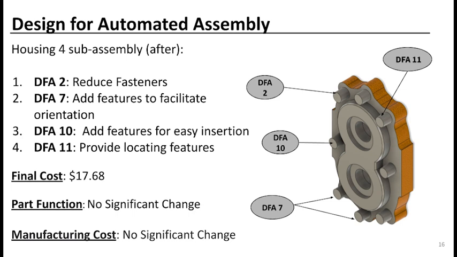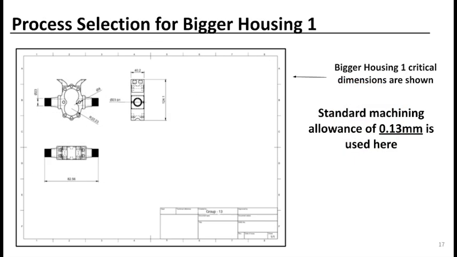These changes help reduce the cost from $18.78 to $17.68. This design had no significant impact on the part function while lowering the manufacturing costs as the threaded holes have been removed. Now let's look into the manufacturing process selection for the main housing.